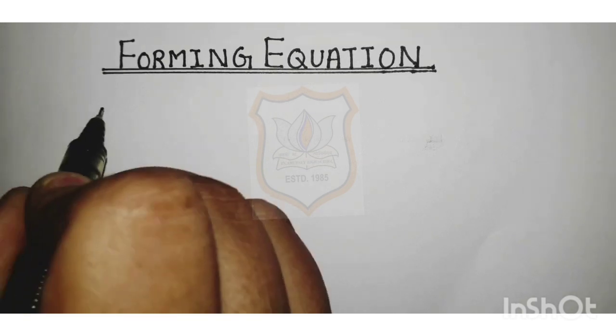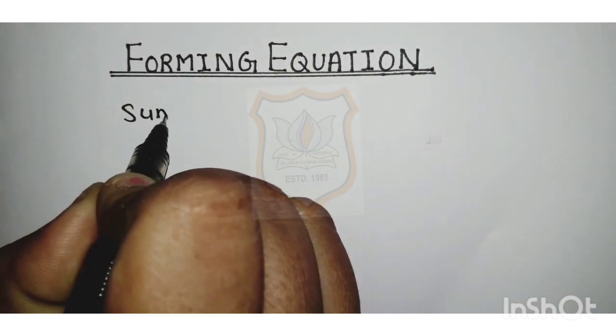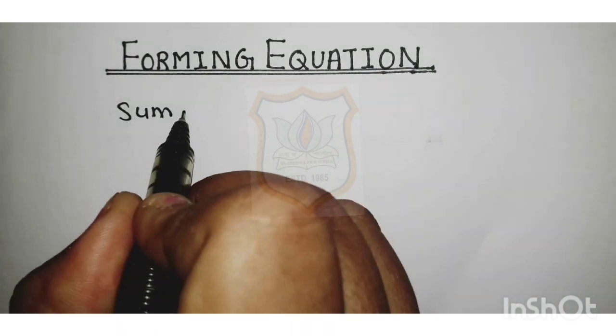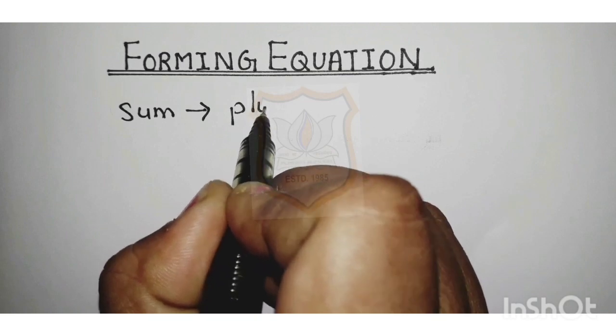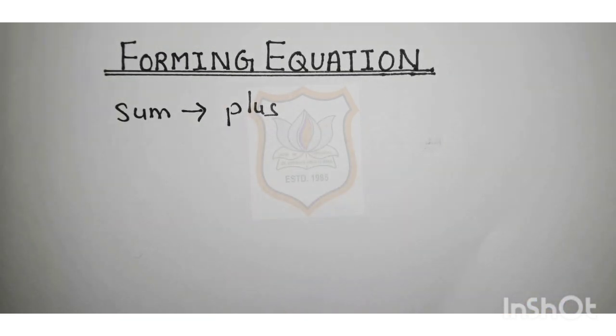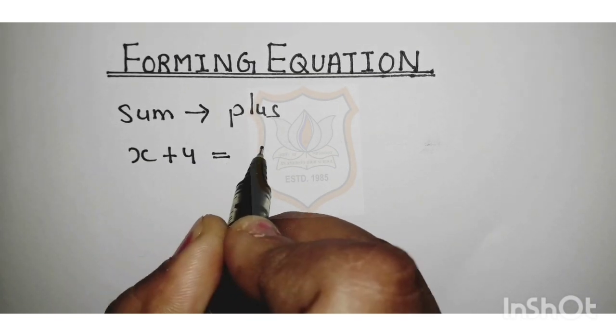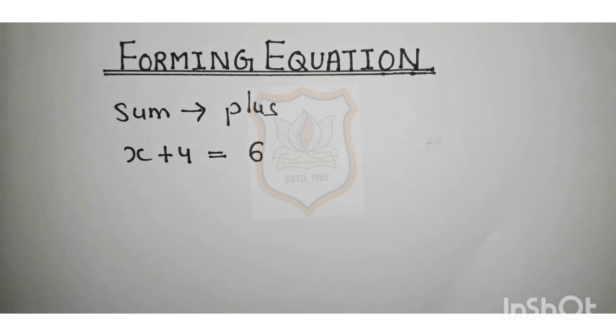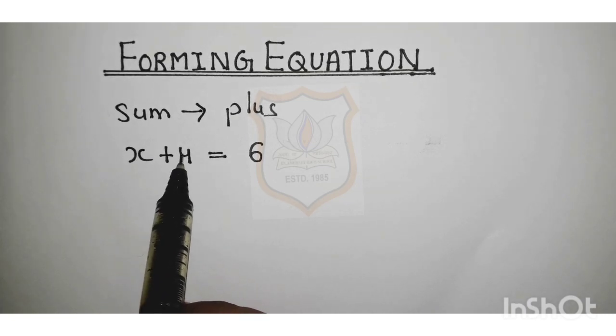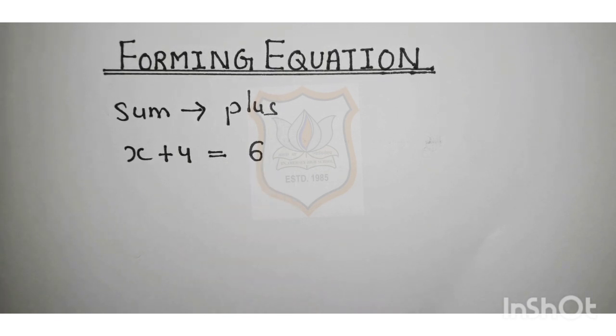Let's suppose sum is given. This means plus. Suppose a statement is given, sum of x and 4 is 6. This means x plus 4 is equal to 6. Sum means plus. So, sum of x and 4 is x plus 4, equal to 6. So from this statement we have formed an equation.